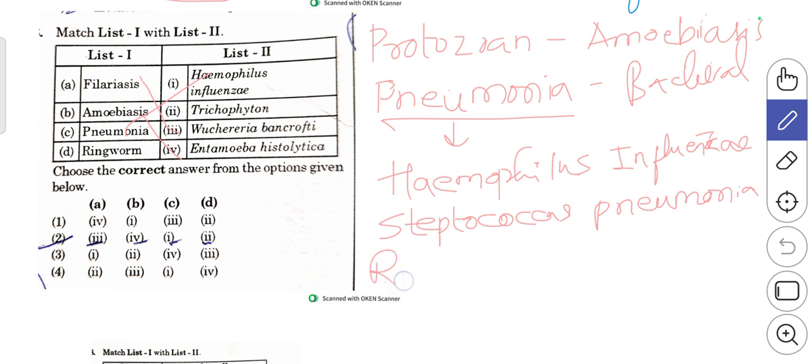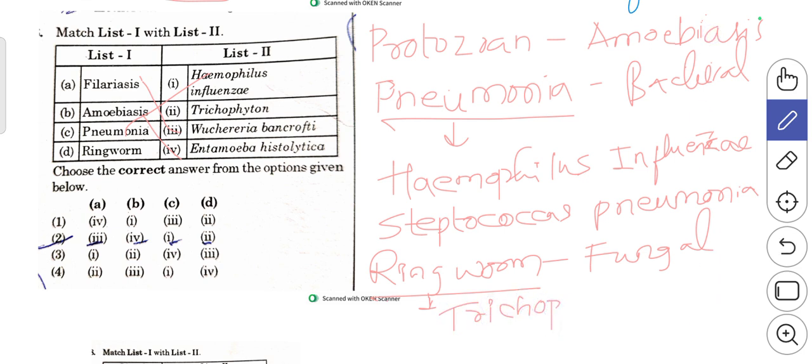The last one is the ringworm disease. Ringworm is one of the fungal diseases, and it is caused by a special causative agent, that is Trichophyton rubrum. So it is caused by a fungus, Trichophyton rubrum. So the correct answer for this one is A3, B4, C1, D2. The second option will be the right answer here.